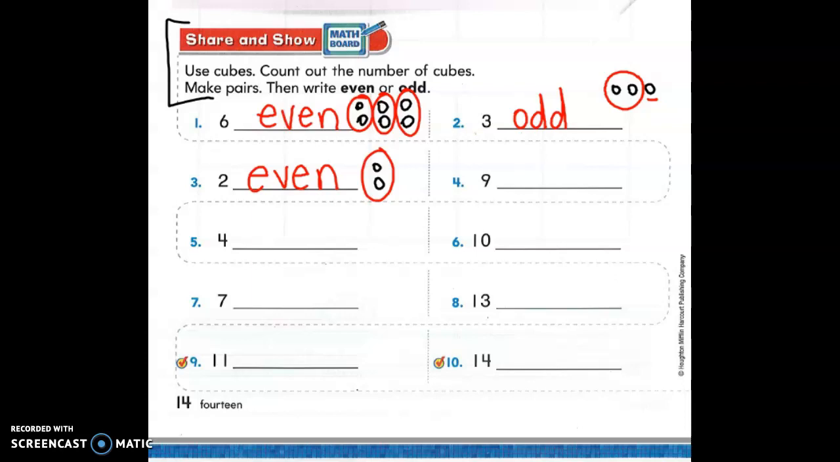Our next number here, number 4, is the number 9. 1, 2, 3, 4, 5, 6, 7, 8, 9. So let's see. We're going to make pairs and see if there's any left out. I'm going to count by twos when I make my pairs. 2, 4, 6, 8. And this guy's left out. So that means it is an odd number. Number 5 here. The number is 4.